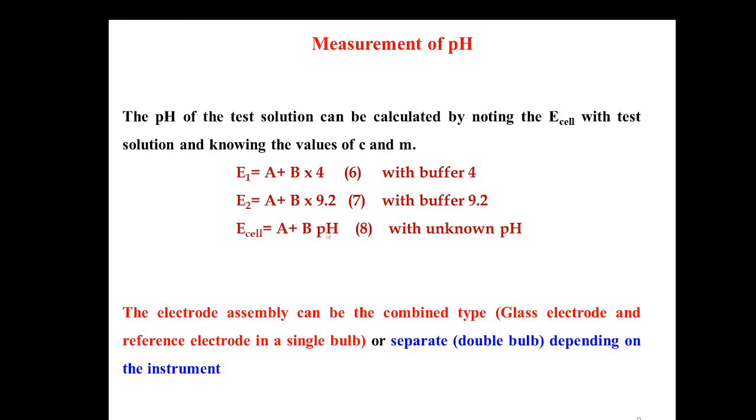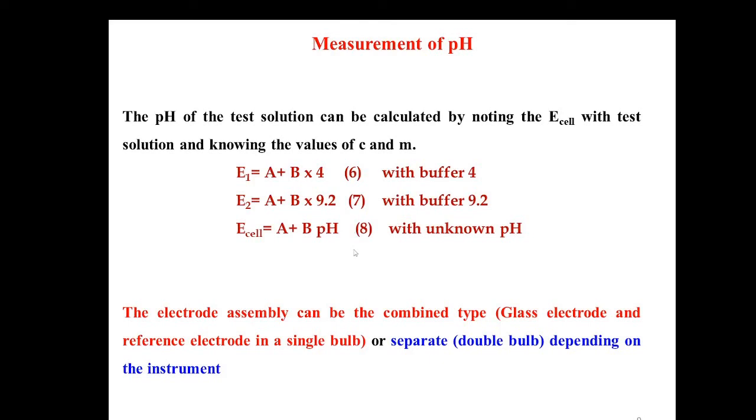So a solution of unknown pH is used for finding the EMF of that particular cell. The corresponding E cell is noted, and substituting the values of A and B in equation 8, we can calculate the value of unknown pH. This is how we can measure the pH using a glass electrode coupled with a calomel electrode.